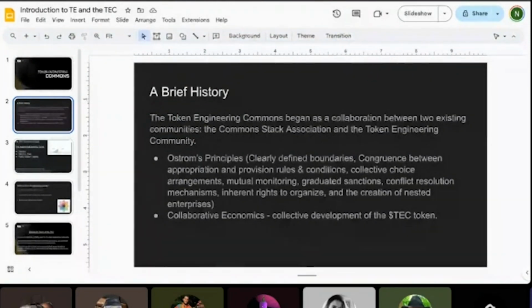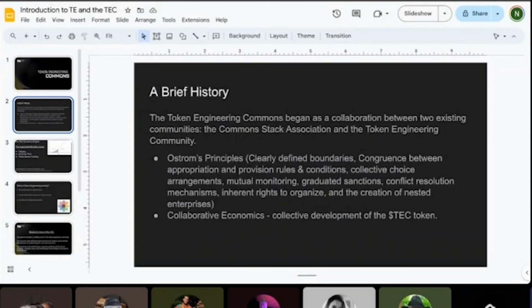We took that concept and applied it to DAOs, or in this case our organizational structure. Having clearly defined boundaries, congruence between appropriation and provision rules and local conditions, collective choice arrangements, mutual monitoring, graduated sanctions: all these things were really important and foundational to forming an organization. And we started to do something called collaborative economics.